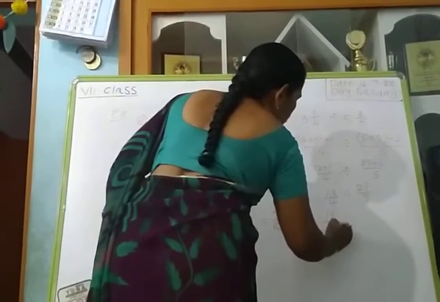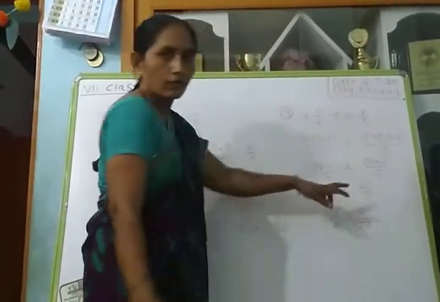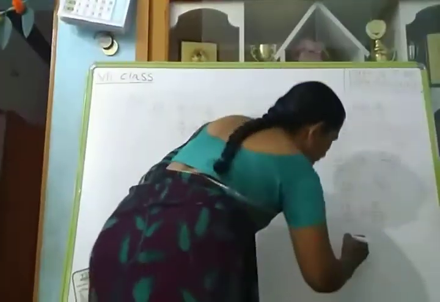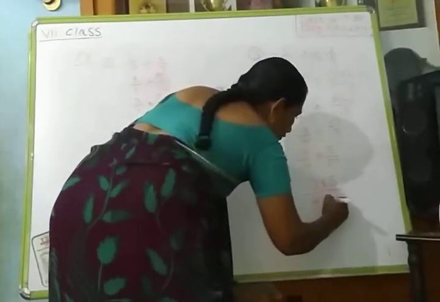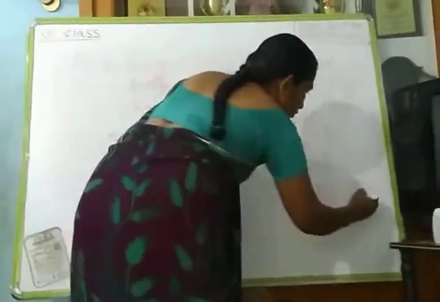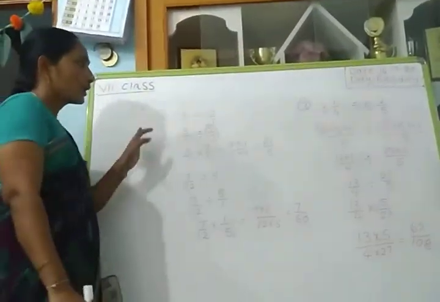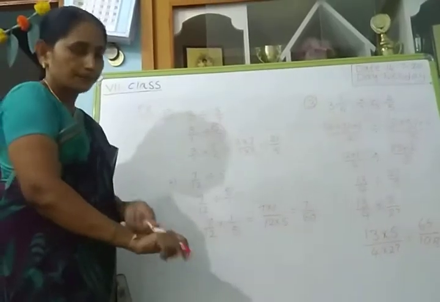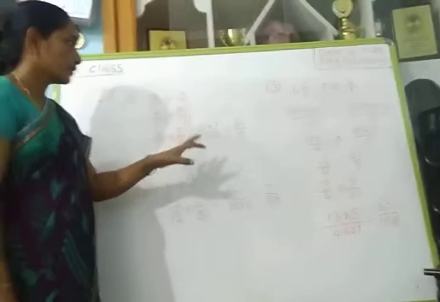So 13 by 4 into the reciprocal of 27 by 5, we will get 5 by 27. So the product of numerators by the product of denominators. 13 5s are 65 by 4 7s are 28, 4 2s are 8 plus 2, 10. So the answer is 65 by 1 and 8. So like this we have to divide. Division of fractions we have to do like this.